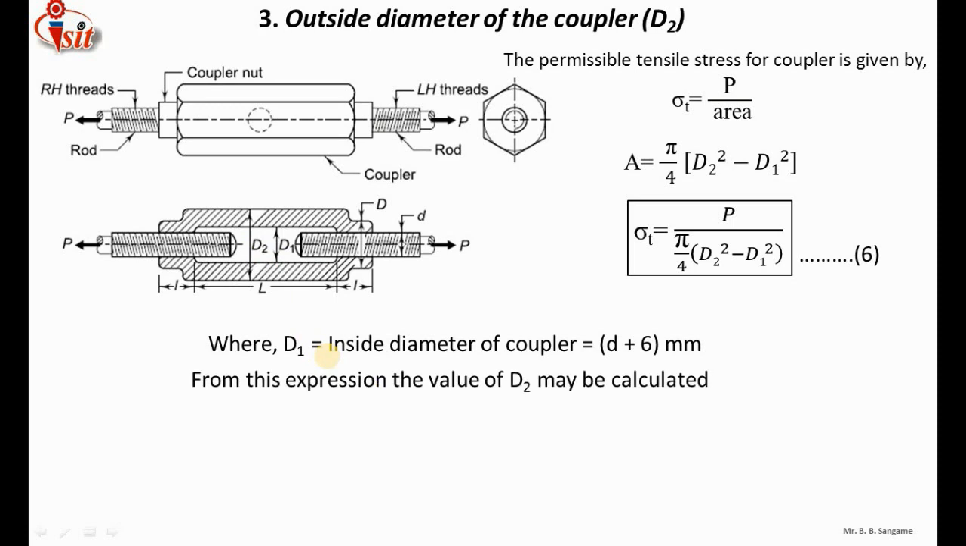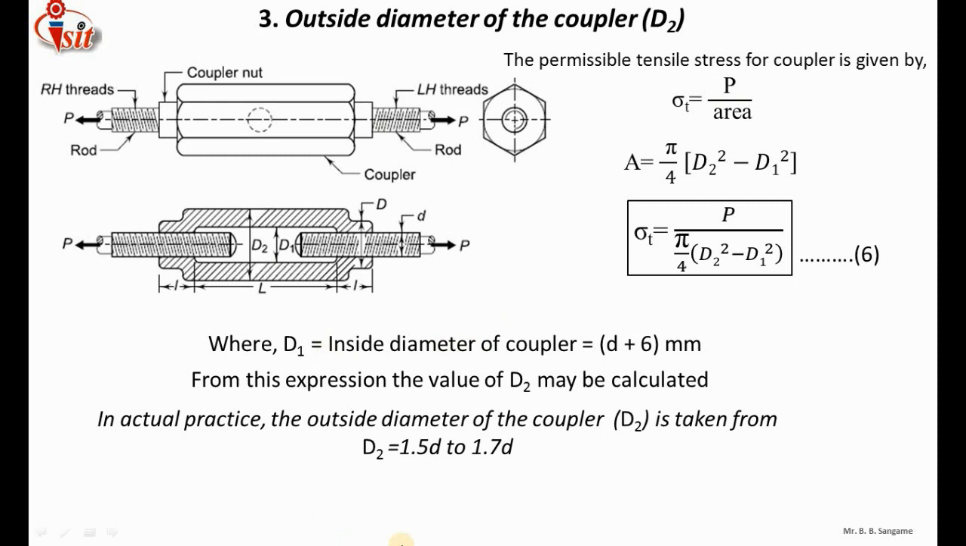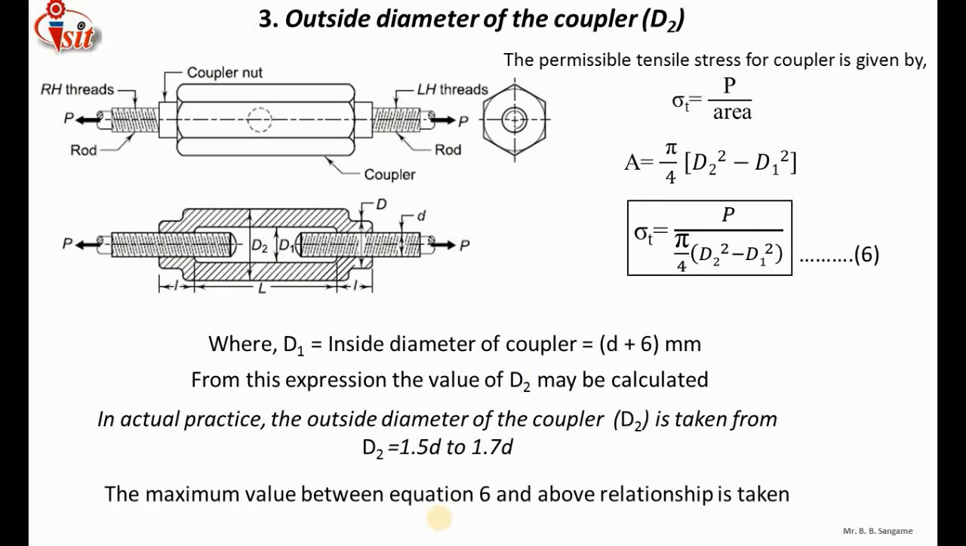One more way to calculate D2 is by using the empirical relation. D2 is equals to 1.5 d to 1.7 d. Here again small d is the nominal or outer diameter of the rod, and we can calculate D2 by using this equation or by using this empirical relation, and we have to select the maximum value among these two. From equation 6 and from this empirical relation we have to select the maximum value of D2.